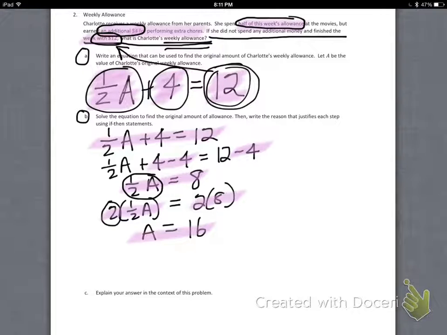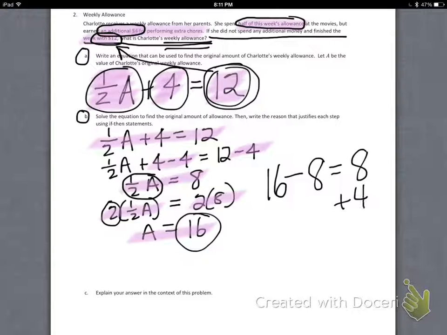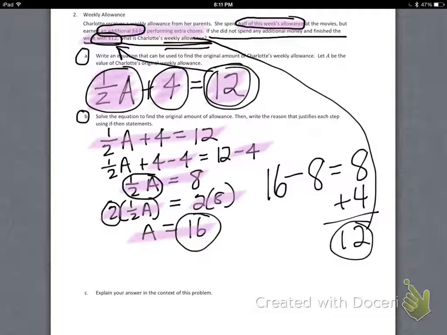So 16 represents her original allowance. And that works out: if you took 16 and subtracted half of that 16, because she used half of her allowance, she has 8 of her allowance left over, and then she got an extra 4. If we add that 4 back, that would be 12, and that's what she would be left over with. So it all checks out.